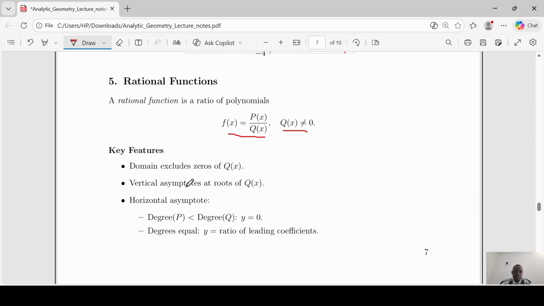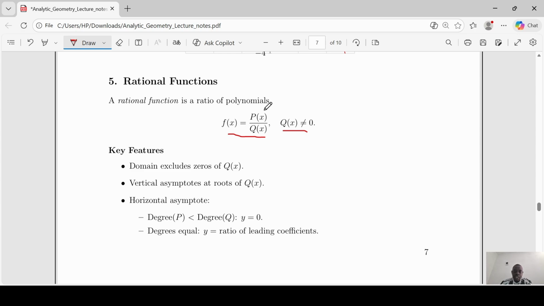One, we have the vertical asymptote, which is got by solving the denominator here, q of x. You just equate it to 0 and solve. There you'll get the vertical asymptote. Then we have the horizontal asymptote. This is how we get the horizontal asymptote. When the degree of p is less than the degree of q, the horizontal asymptote, which is normally represented using y, is equal to 0.